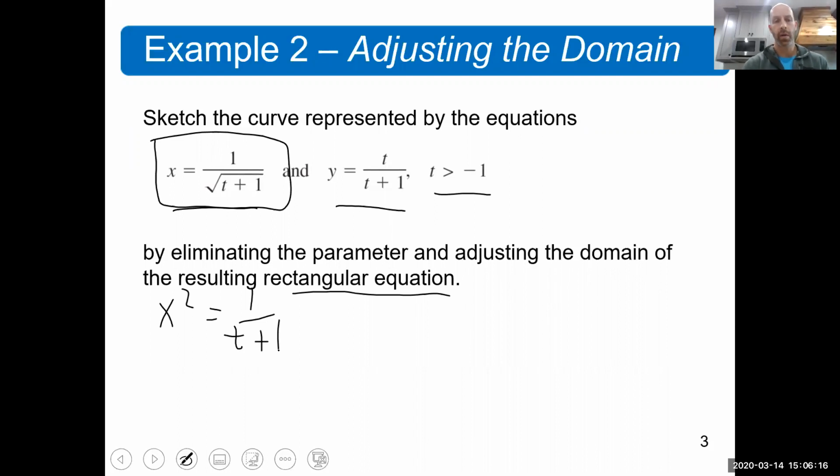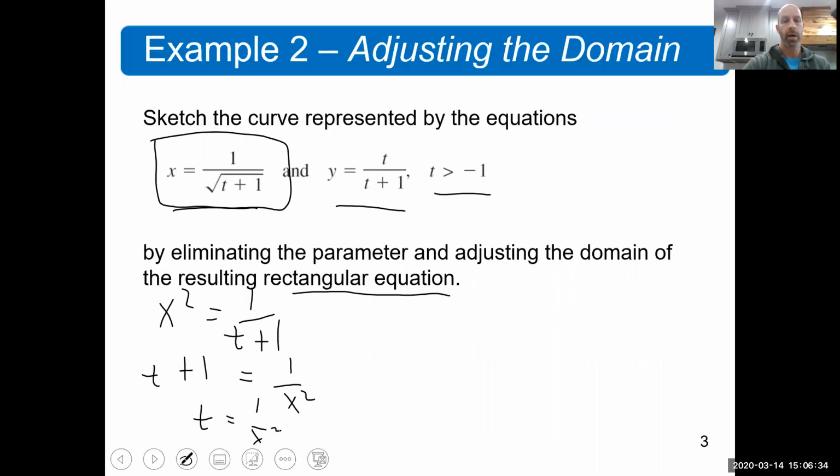At that point, you could then cross multiply, which would give you t plus 1 equals 1 over x squared, and then simply subtract the 1, and you could say that t is equal to 1 over x squared minus 1. And again, I apologize, my writing's not better here with my finger.